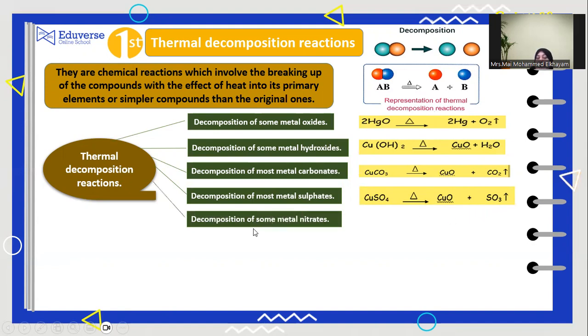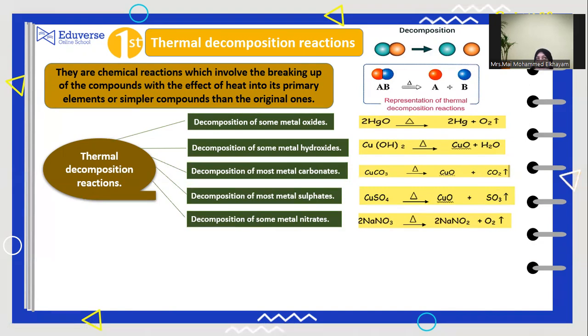And finally, the decomposition of some metal nitrates, like sodium nitrate, which is white in color, by heating will give us yellowish-white sodium nitrite plus oxygen gas. So this is nitrate and this is nitrite.